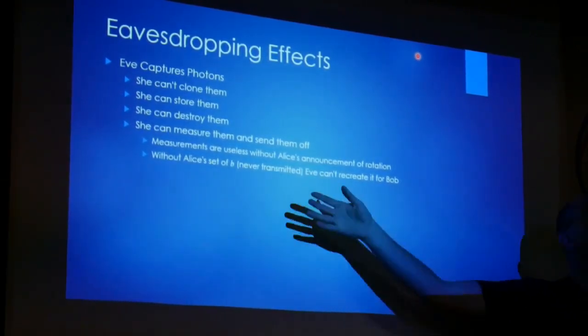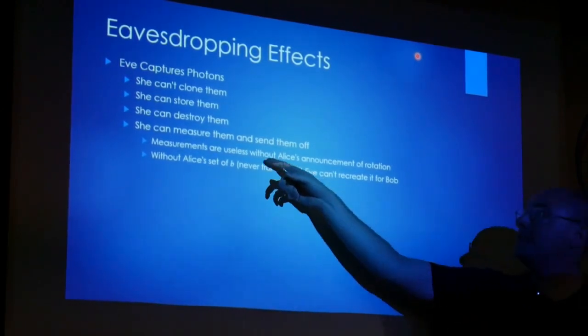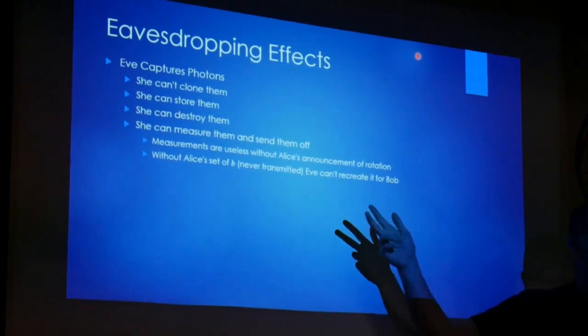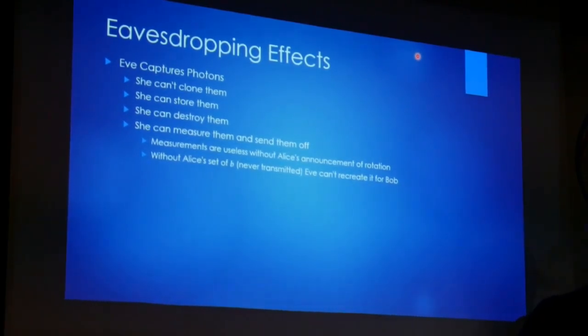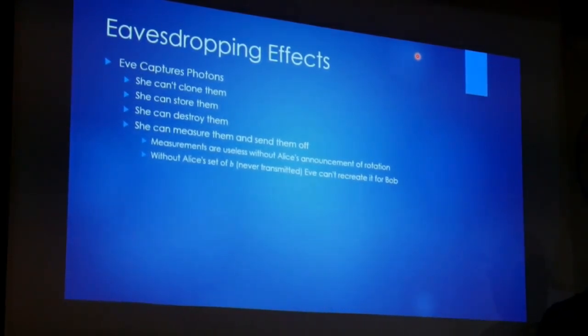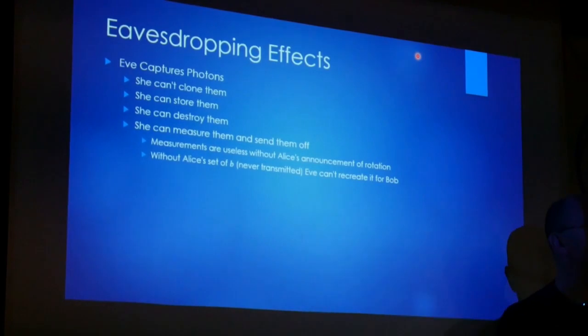They can't rebuild the photons. So she can't copy the state. She can't take measurements that have any meaning. And even if she did, without the original binary data that Alice used, she can't fake it out. She can't spoof it.